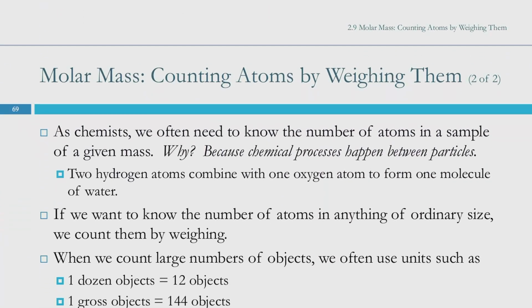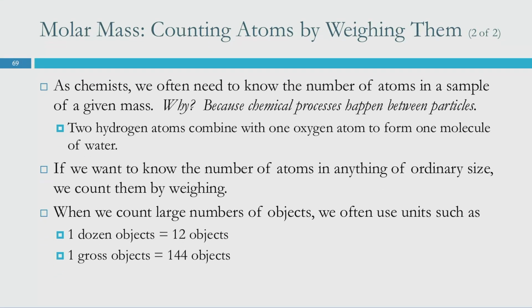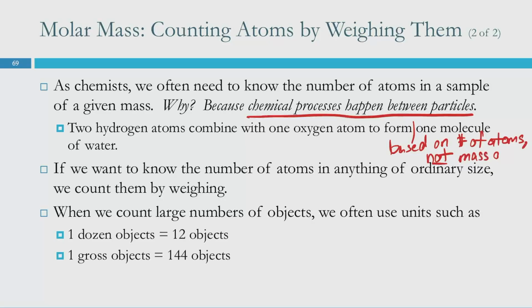We have a similar concept for atoms. As chemists, we may often need to know the number of atoms in a sample of a given mass. The reason for this is that chemical processes happen between particles. Chemical processes are based on number of atoms, not mass of atoms. So it's the actual number of particles interacting that causes the reactions to move forward. It's not the mass of the particles that causes them to move forward.